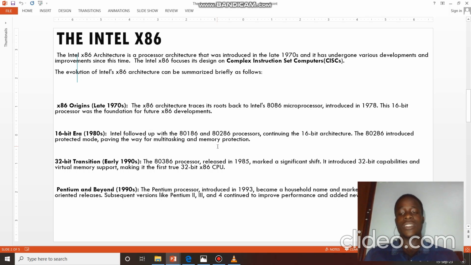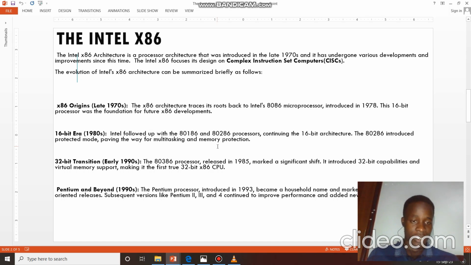This 16-bit processor was the foundation of the x86. The 16-bit era was during the 1980s. Intel followed up with the 8186 and 8286 processors, continuing the 16-bit architecture. The Intel 8286 introduced protected mode, paving the way for multitasking protection.